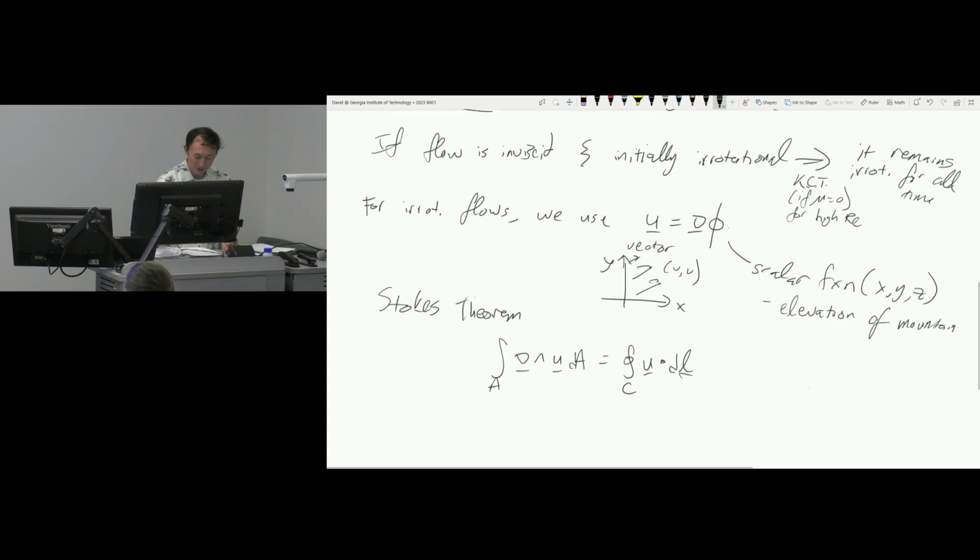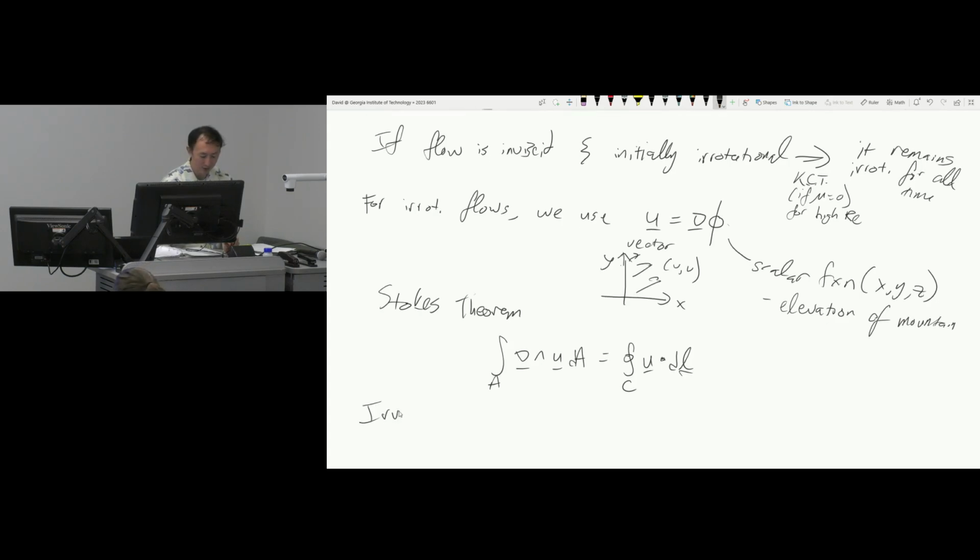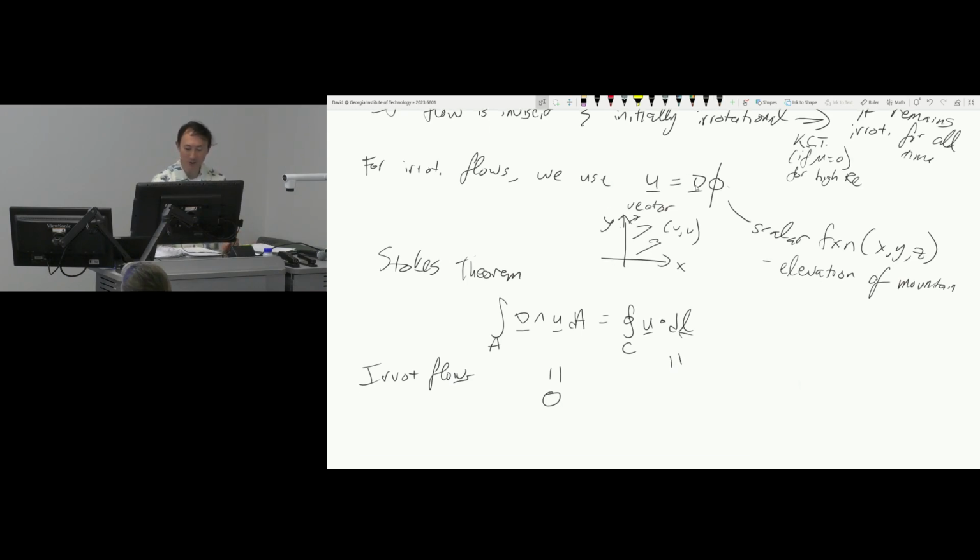And for irrotational flows, you have this being 0 because you don't have any curl. And for irrotational flows too, if u is equal to del phi, this would be phi of b minus phi of b. Imagine I'm integrating around this curve. I've got this point x equals b, and I'm going around it. I'm basically taking my phi, which has information on u, and going back to the starting place. And that's why this is equal to 0 too.